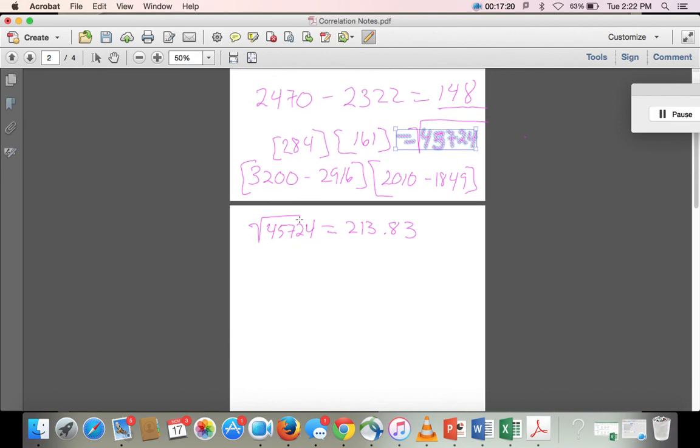So I know that my numerator is 148. Divide that by 213.83. So again, 148 divided by 213 is going to equal a value of positive 0.69. Now remember, I told you my value of correlation coefficient should range anywhere between -1 to +1.